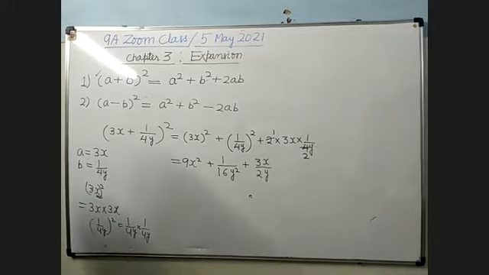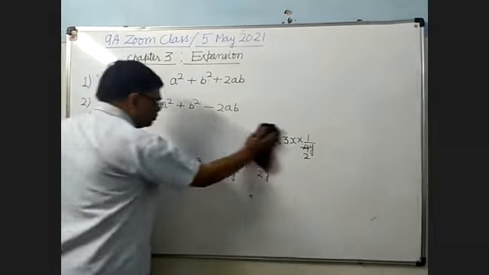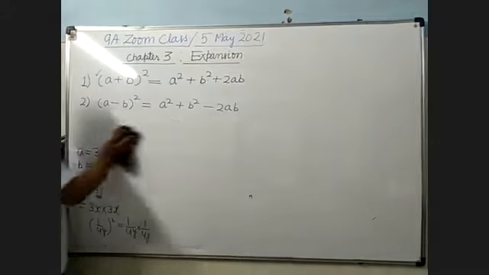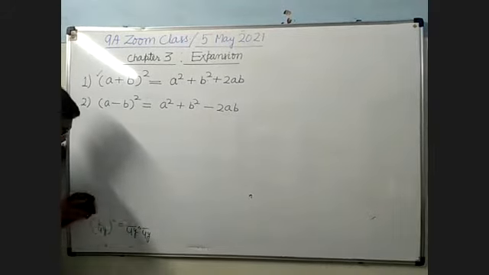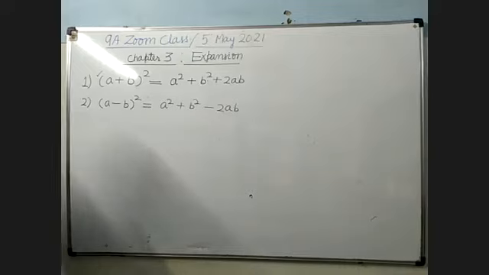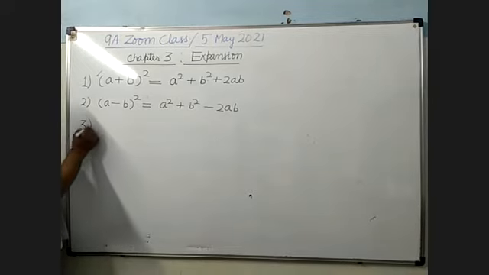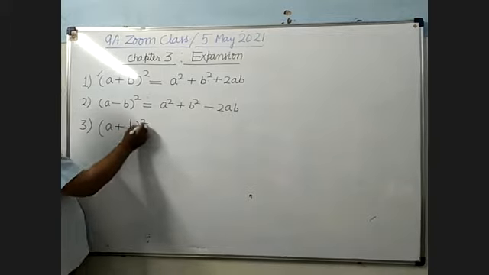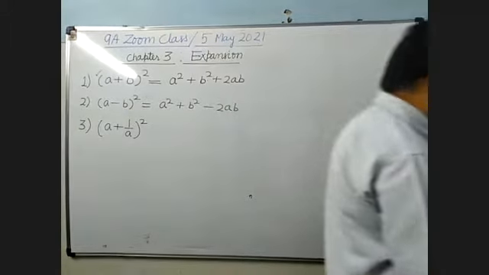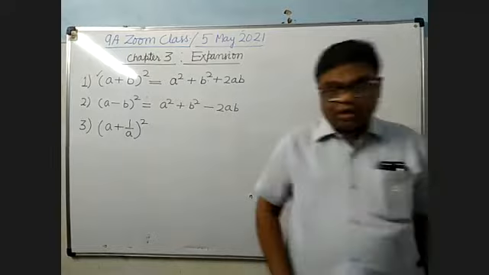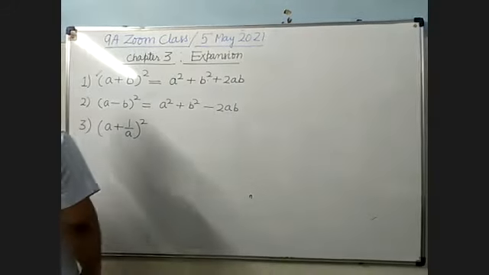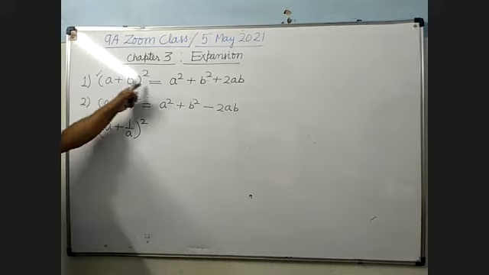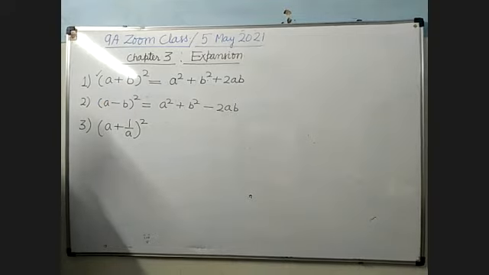It is clear? So these are the two formulae. Now you can see one more. There is one more special type of expansion. Here it is (a plus 1 upon a) whole square. So see here, what will be (a plus 1 upon a) whole square? That also you can do by using the same formula. What will you get in place of a?